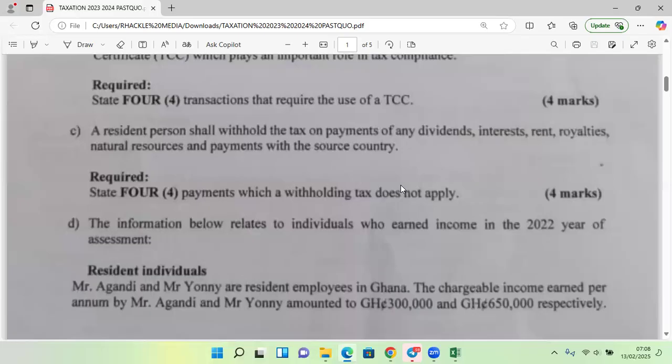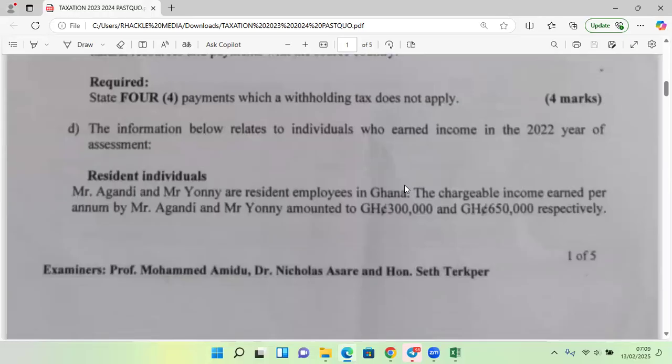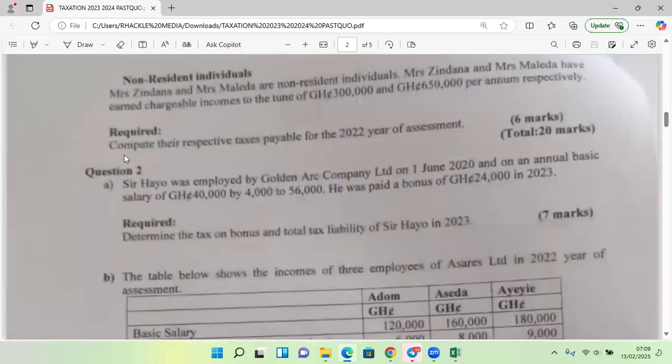Last but not the least, it does not apply to interest paid to a resident financial institution. All right. So now let's talk about this third one. Let's read the requirements. Compute their respective taxes payable for the 2022 year of assessment.